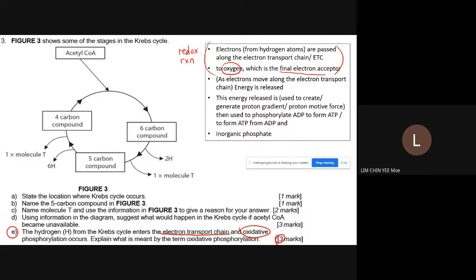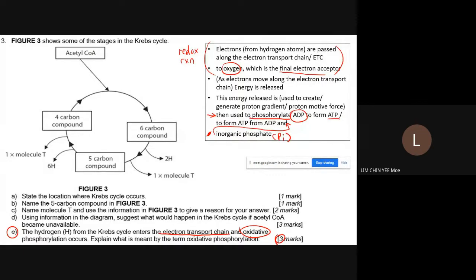But then, what about phosphorylation part? Ini semasa chemiosmosis. As the electrons move along the electron transport chain or as the electrons move during redox reaction, energy is released. What for? The energy released is used to create the proton gradient. Okay? It's used to create the proton gradient, which then used to phosphorylate ADP to form ATP. Ini, sorry ya, an inorganic phosphate.